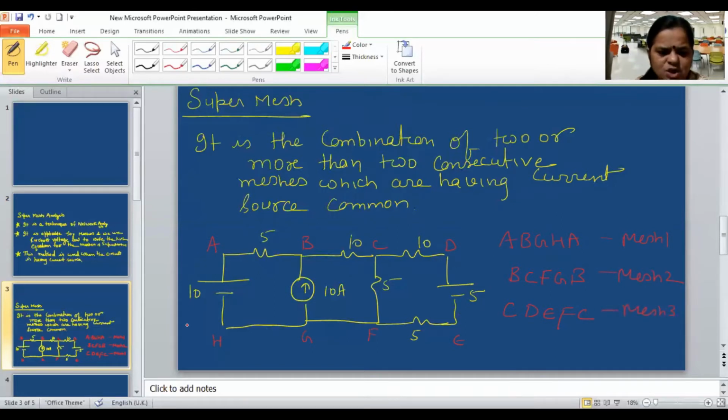But if you see mesh 1 and mesh 2, these two meshes have this 10 ampere current source common. So what is the definition of Supermesh? It is the combination of two or more consecutive meshes. For this particular case, it is the combination of mesh 1 and mesh 2, which have the current source common. So in this case, A, B, C, F, G, H, A is the combination of mesh 1 and mesh 2. These two meshes combined make the Supermesh. This is the meaning of Supermesh.